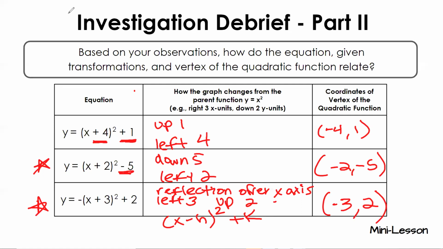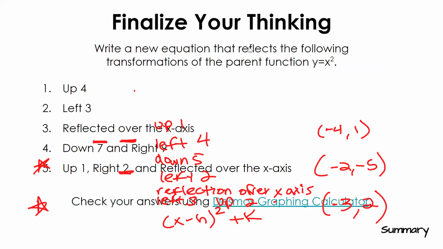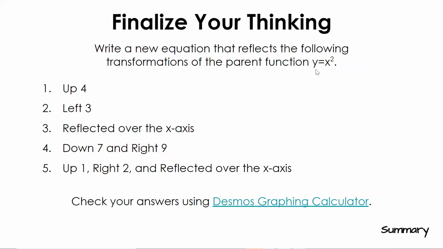Okay. All right, so now you've got to write the equation. So you're going to take this guy and then do these things to it. So if I went up 4, I would write the equation y equals x squared plus 4. Ta-da! Can you try the next couple? And then we'll go over them in just a second.